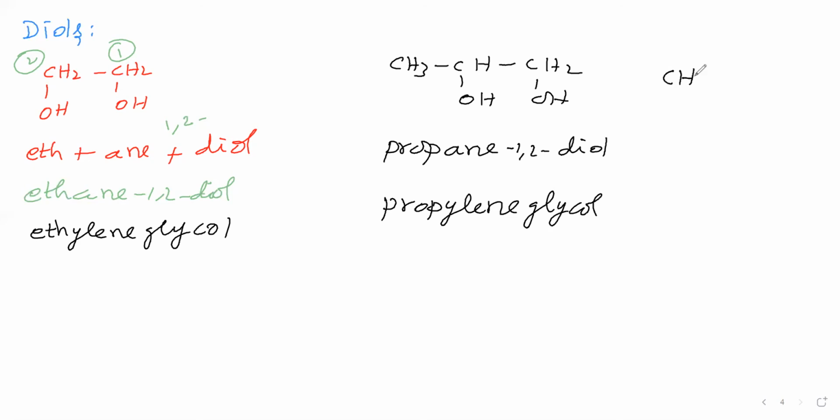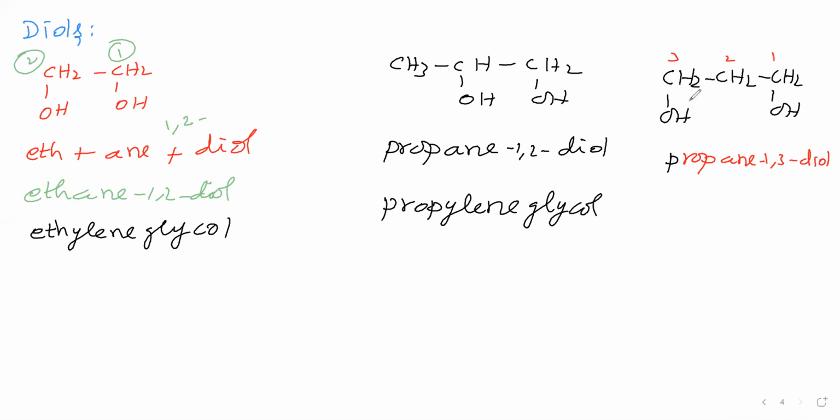Next we will take the compound like this: CH2, CH2, CH2, OH. Here, the IUPAC name is: 3 carbon atoms means prop, carbon-carbon single bond means ane. The OH groups are present at the first carbon and third carbon, therefore 1,3-diol.